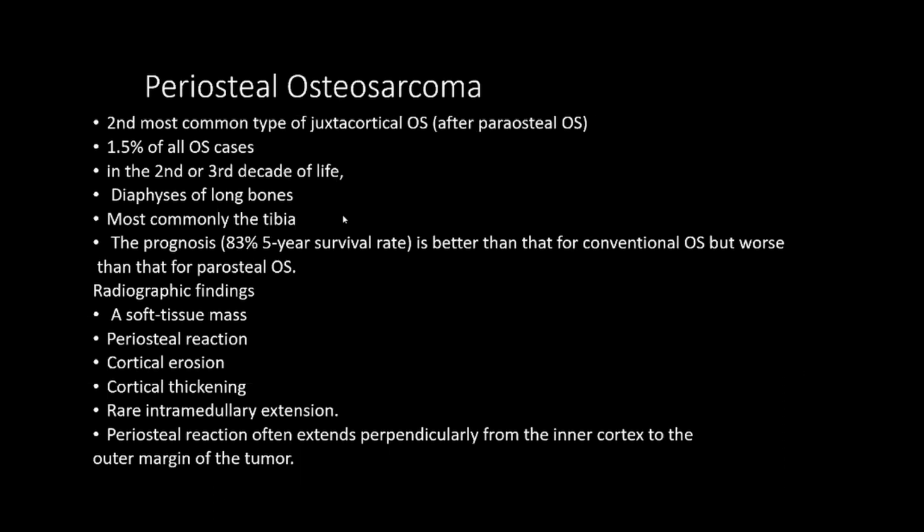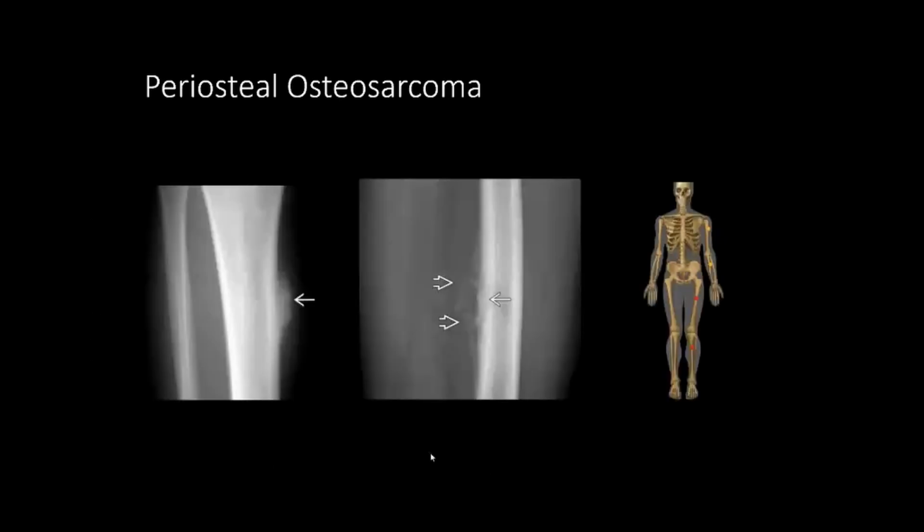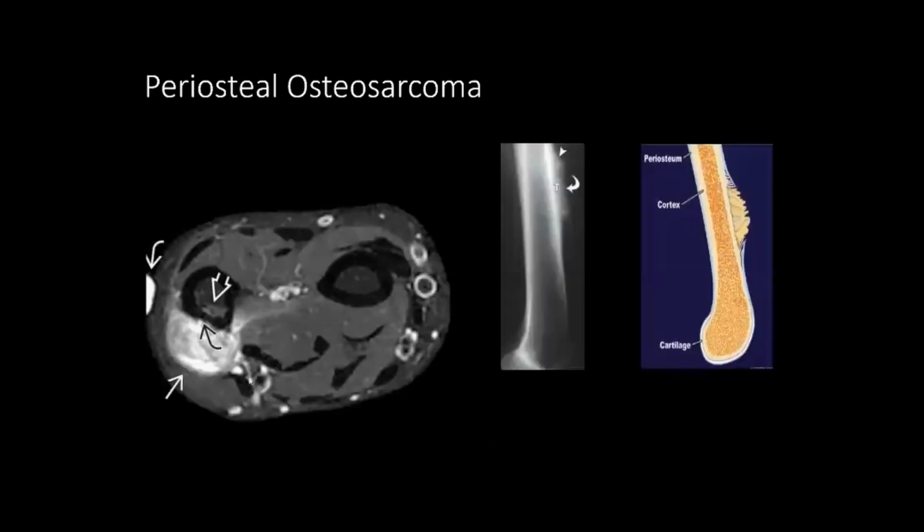Okay, here is periosteal osteosarcoma. It involves the diaphysis, most commonly in the tibia. The prognosis is better than conventional osteosarcoma, but worse than parosteal osteosarcoma, which is present in older age. Soft tissue mass, periosteal reaction, cortical erosion, and cortical thickening, with rare intramedullary extension. Periosteal reaction often extends perpendicularly from the inner cortex to the outer margin of the tumor. Here is the example for periosteal osteosarcoma. Here is the diagram demonstrating the distribution. Here it is in the MRI.